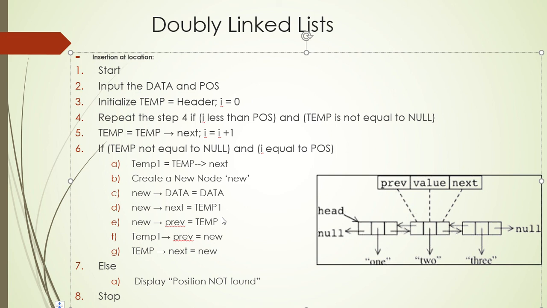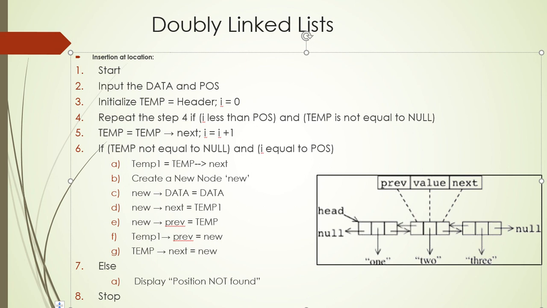So what happened is that you came till the position which was indicated by the user, and after that you're going to break the link between that node and its immediately next node, and you're going to make this newly created node be inserted at that position. So that is how this is being done. Okay, so this is all about insertion at any specific location.